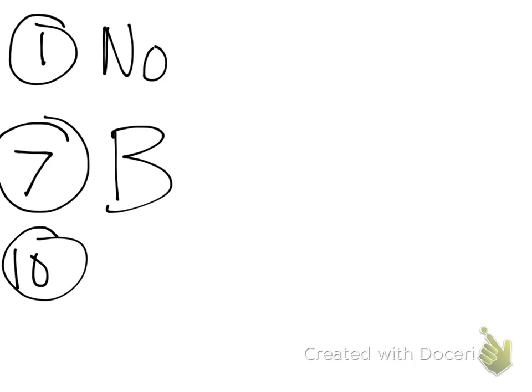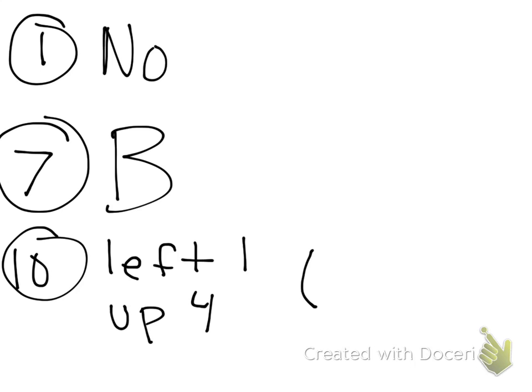Jump down to number 10. This says describe the translation using words, then describe using coordinate notation. So from D to D prime, it looks like you're going left. Can anyone decide how many units to the left? 1, and then you're going up. 1, 2, 3, 4. Yep. So that is it described in words, but they want us to do both. And in order to get full credit on your homework, you need to do both.